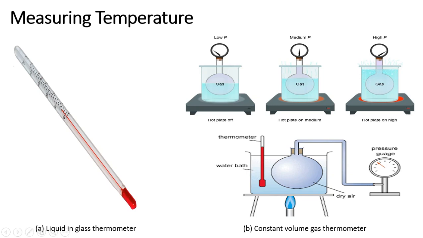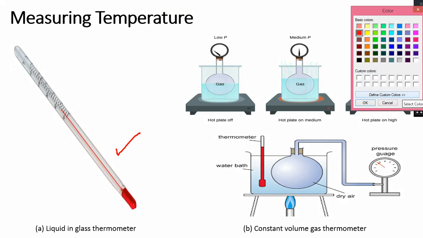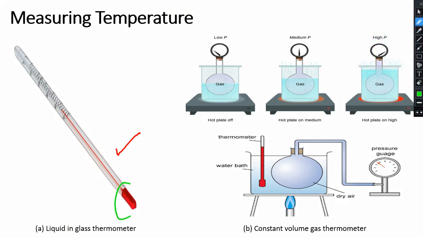So in figure A, on your right-hand side, this one is a liquid-in-glass thermometer. In a liquid-in-glass thermometer, you have seen that they have given us a fixed volume of liquid. This is a fixed volume of liquid here. This fixed volume of liquid expands and contracts when the temperature is changing.